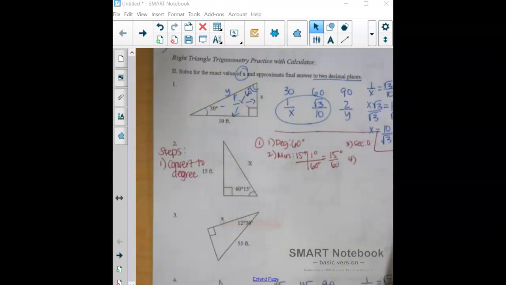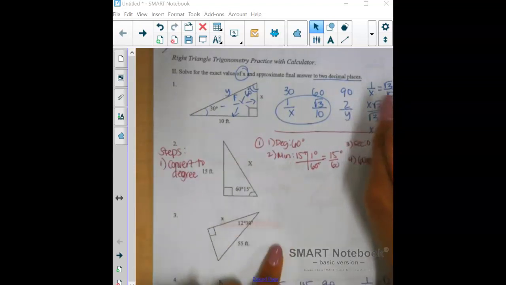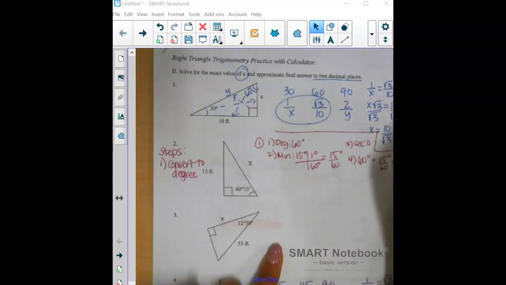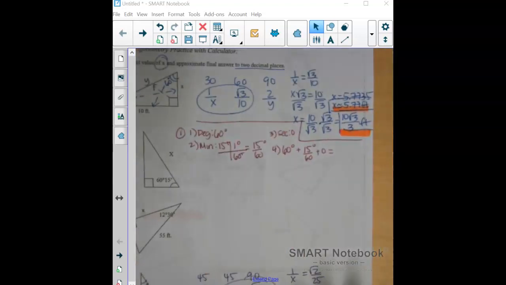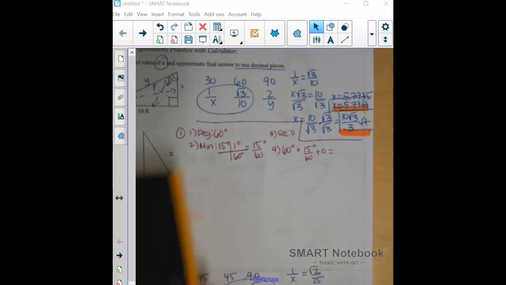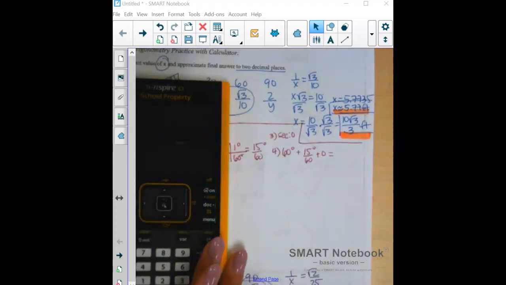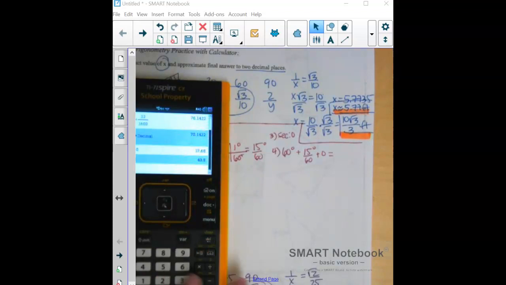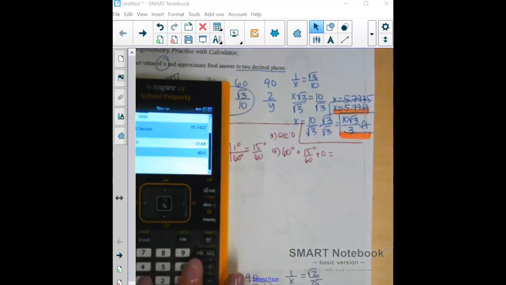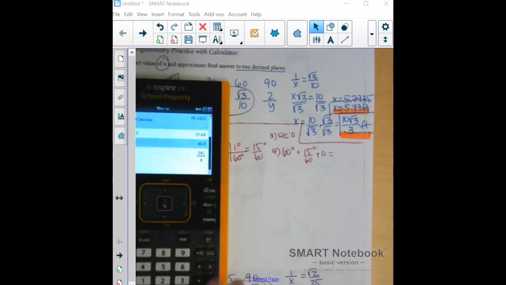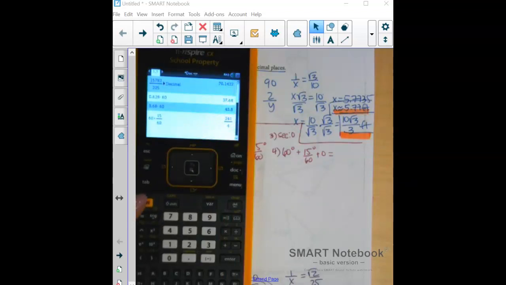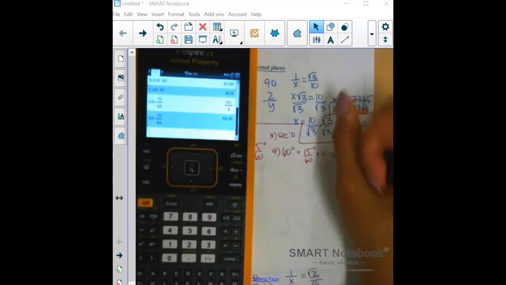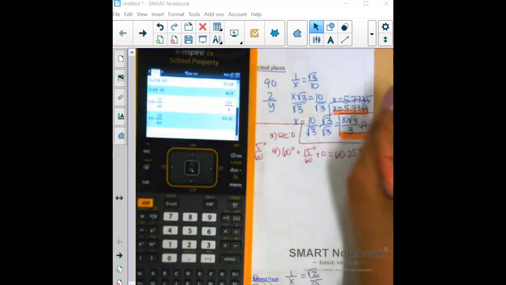So step 4 is just to add all of those numbers up. We're going to have 60 degrees plus 15 over 60 plus 0. Let's be honest, I don't need to add that 0, but I put it there just in case. On my calculator, I'm going to plug this in: 60 plus my fraction, 15 over 60. We don't have to put plus 0. From here, we're just going to approximate. Hit Control, Enter, and our degree as a decimal is 60.25.